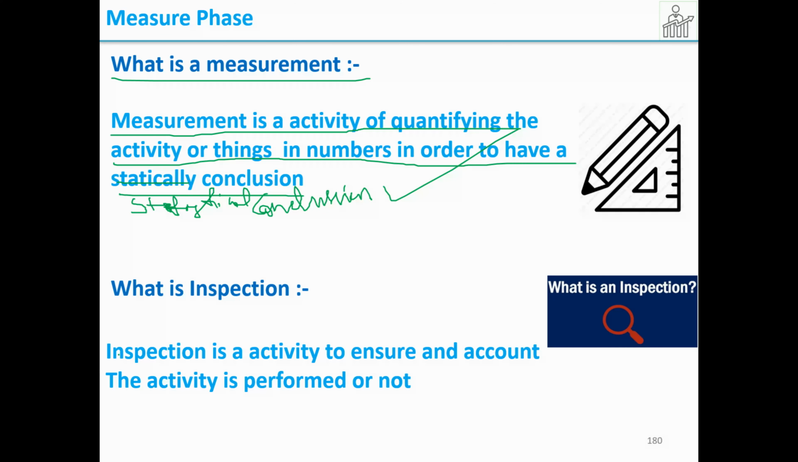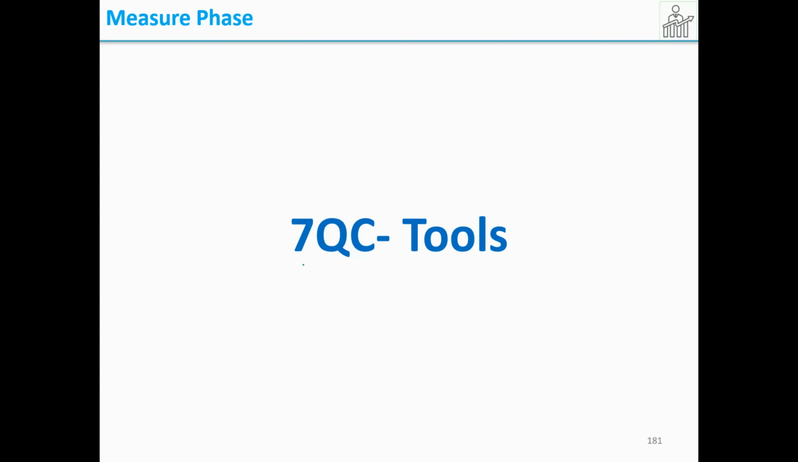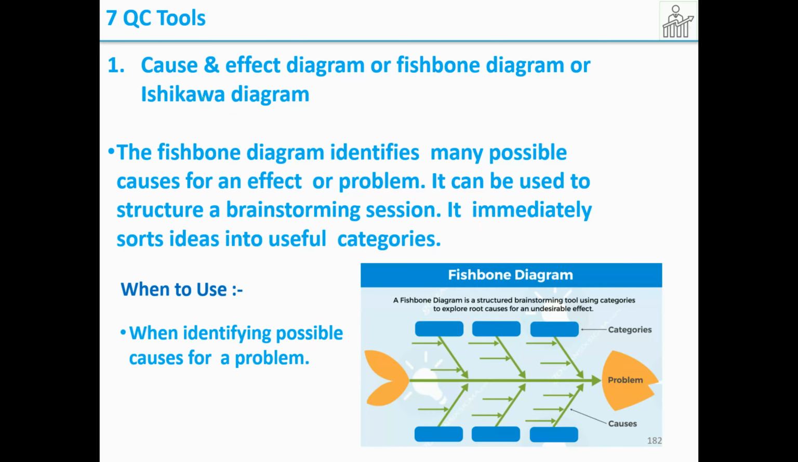So what is inspection? Inspection is the activity to ensure and account whether the activity is performed or not. So we just check whether it is done or not. Measurement is where we quantify. We say how much is okay and not okay. This much is undersize or oversize. That is measurement.